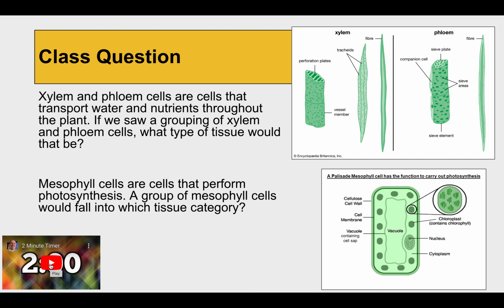The other type of cell we're looking at are mesophyll cells. These are cells that very specifically function in performing photosynthesis. What type of tissue would they fall under? Ground tissue, yeah. They're not providing transport, they're not providing protection. They're providing everything else, which is ground. Any questions?